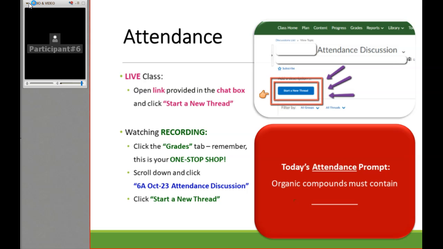Remember, click the link, click start a new thread, and then make sure you write the entire sentence. So I'll go ahead and write that reminder up here. All right, so write the entire sentence. That way you have it saved for your review, right? So organic compounds must contain what? I see the answer in the chat box. You guys are all on top of that. Awesome. Go ahead and get that filled out, submit that.